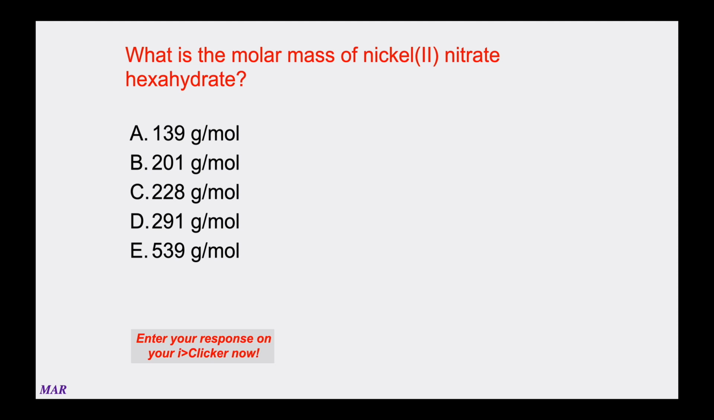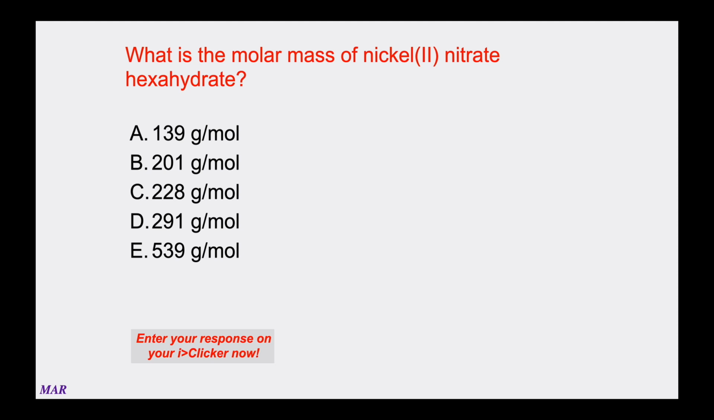I'm assuming that you've worked on the problem, and let's see how you did. In this problem, we first need to figure out what the formula is for nickel(II) nitrate hexahydrate. Now, nickel Roman numeral 2 means nickel +2, and nitrate, a polyatomic ion, is NO3 with a -1 charge. So nickel(II) nitrate would have a nickel +2 and two -1 nitrates.